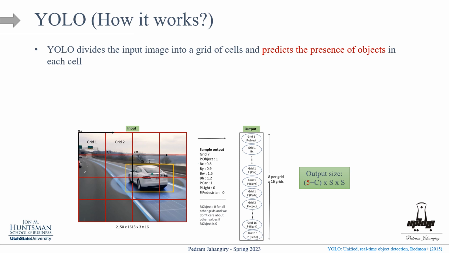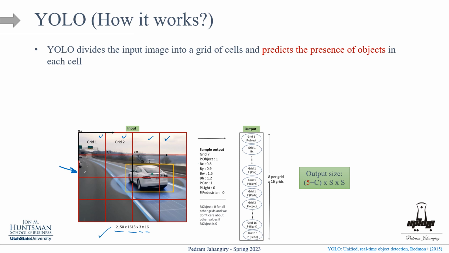So this is our input image, okay? YOLO divides this input image into a grid of cells and predicts the presence of an object in each of those cells, right? So for example, here we have, I don't know, 4 by 4. Let's say we have 16 of these grid cells, right? So what is the input shape? It's going to be, let's say each of these cells is 2150 by 1613, multiplied by 3, these are the color channels, RGB channels maybe, and we have 16 of them, right? So this is where the input shape is coming from.